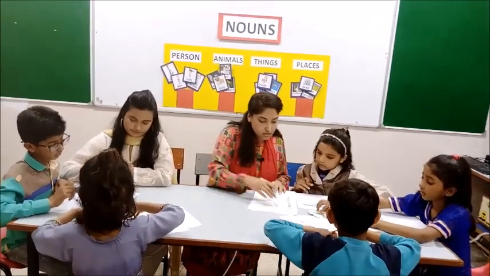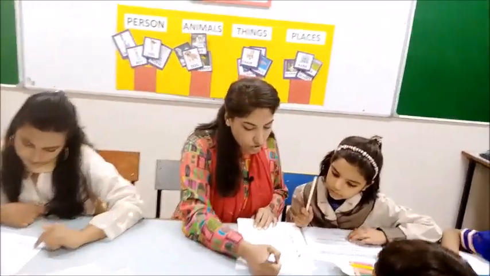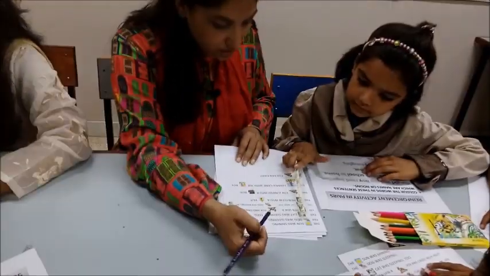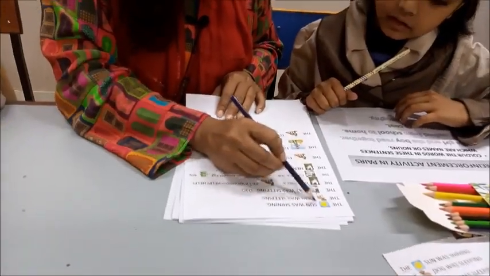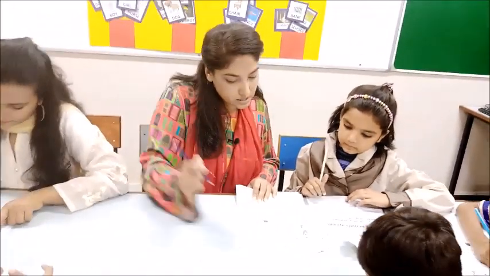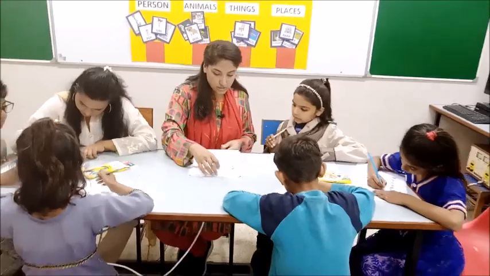Which is the noun here, Anya? In this, the sun was shining. Which is the noun? Yes, sun. Very good. So, you will highlight sun. Okay? In the second sentence, which is the noun? Dog. So, you do it.